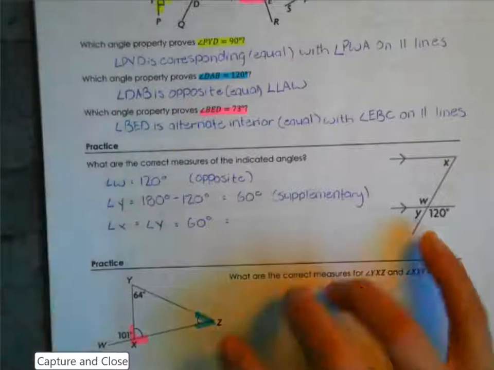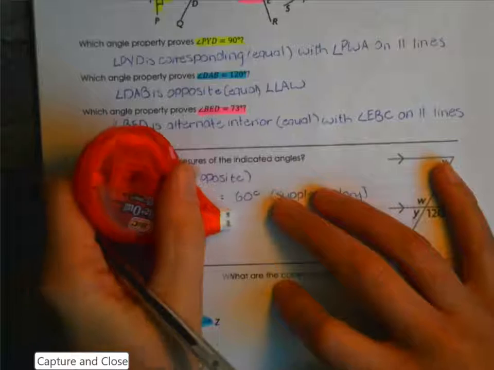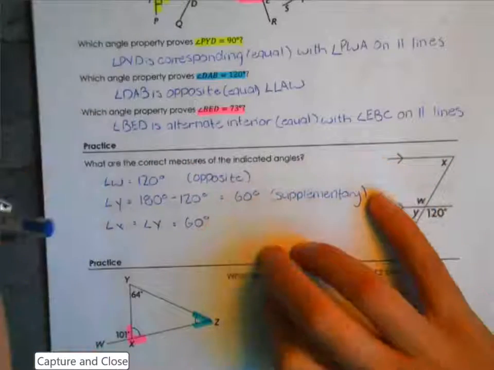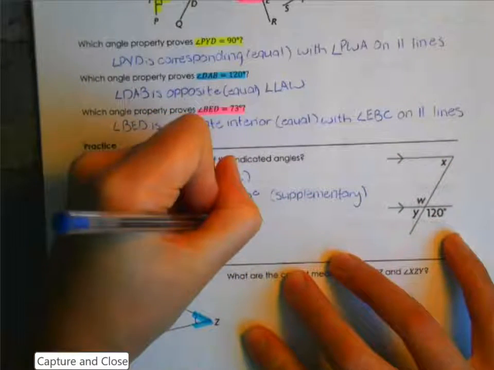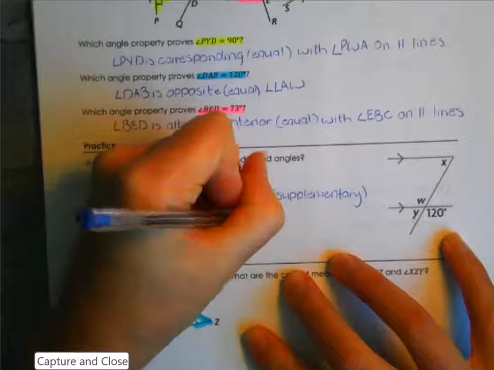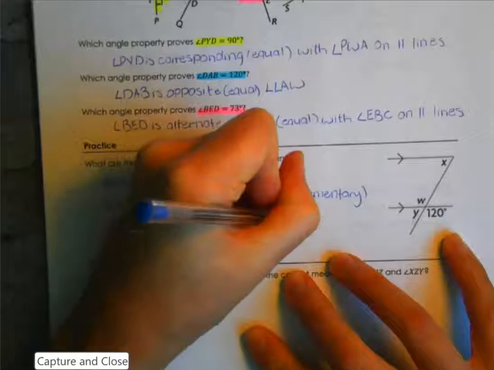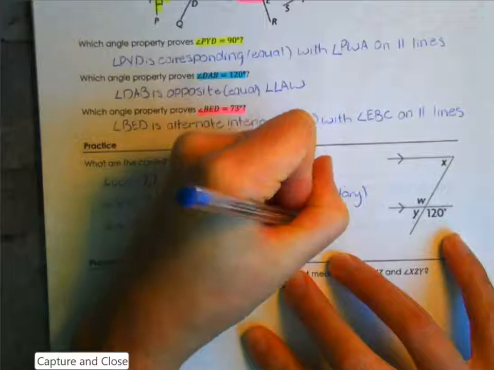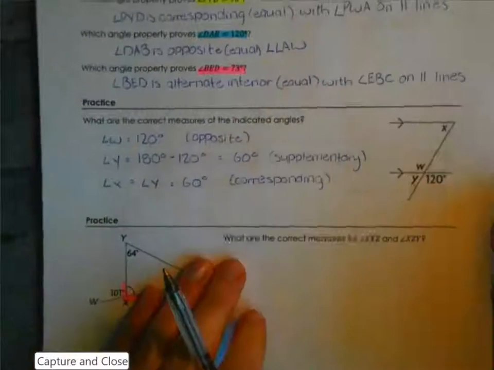Whoops, I didn't mean to put in an equal sign there. So then we can use the justification that they were corresponding angles. There. Okay, another one.